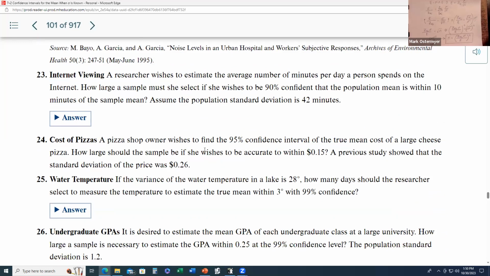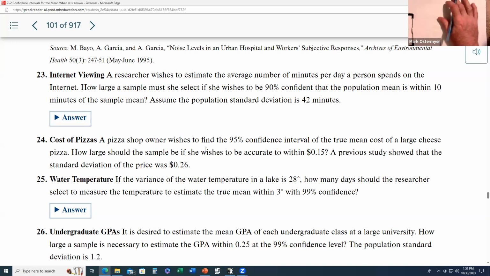Number 23, it says, a researcher wishes to estimate the average number of minutes per day a person spends on the internet. How large a sample must she select if she wishes to be 90% confident that the population mean is within 10 minutes of the sample mean? Assume the population standard deviation is 42 minutes. Okay, so ladies and gentlemen, this is a classic sample size problem, and I'm going to demonstrate to you how to go about this problem, and then I'll have you try one.